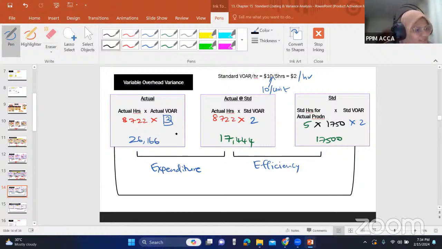Let's take the differences first. 26,166 minus 17,444 is 8,722. 17,444 minus 17,500, the difference is 56.